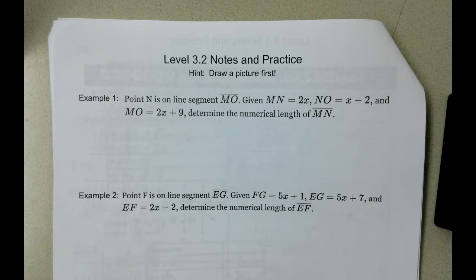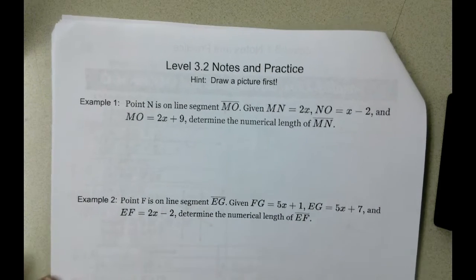Level 3.2 notes and practice, and hint, it's a big hint. Draw a picture first. And that's what you're going to see me do as we work through our examples here on page 24. First example, point N is on line segment MO. Given MN equals 2x, NO equals x minus 2, and MO equals 2x plus 9, determine the length of MN. So there's a lot of information there that really kind of gets jumbled together unless we have a good picture.